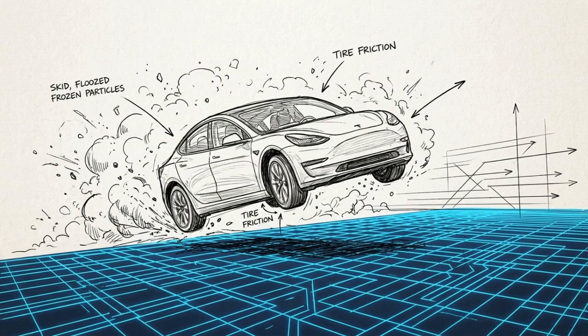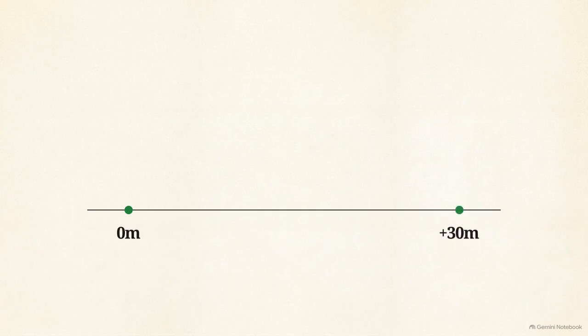To calculate the outcome, we have to freeze reality and build a mathematical grid over the physical world. First, we need a reference point. The exact moment the tires lock up becomes coordinate 0. The obstacle sits further down the line at precisely plus 30 meters. This establishes the position of every object on a single axis.